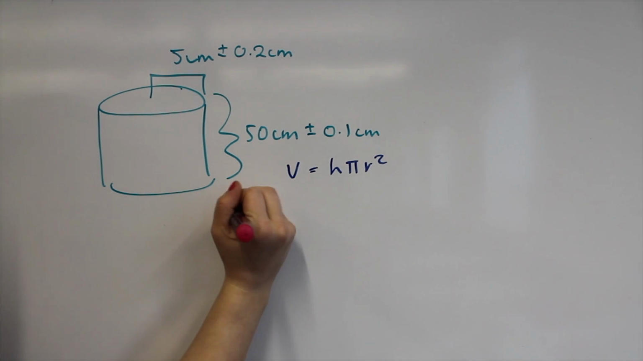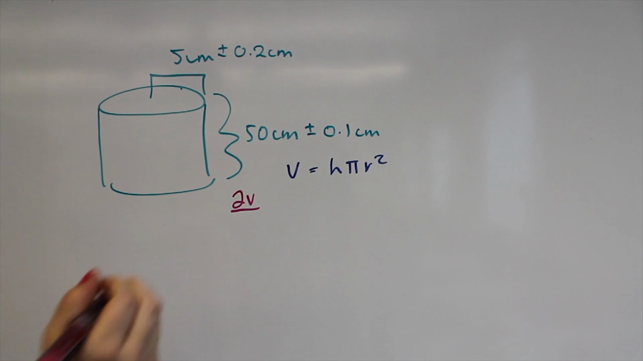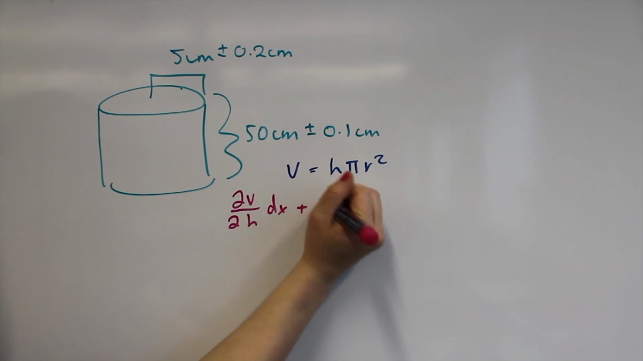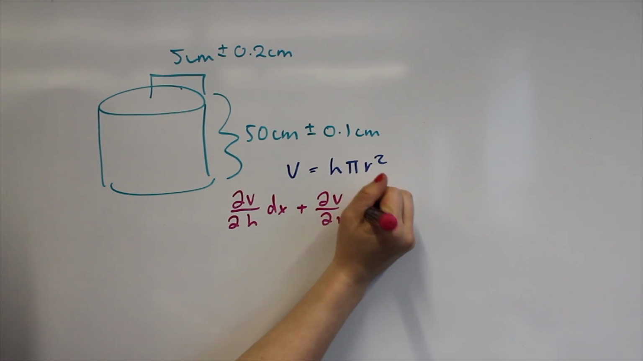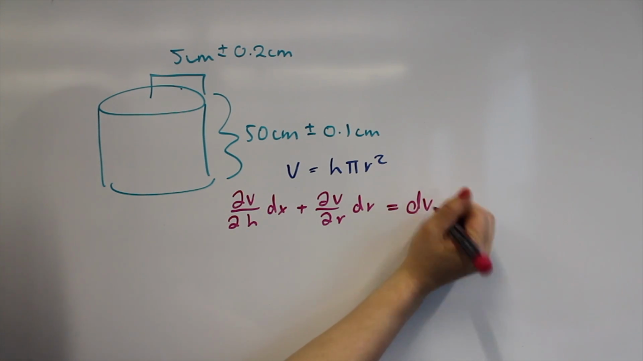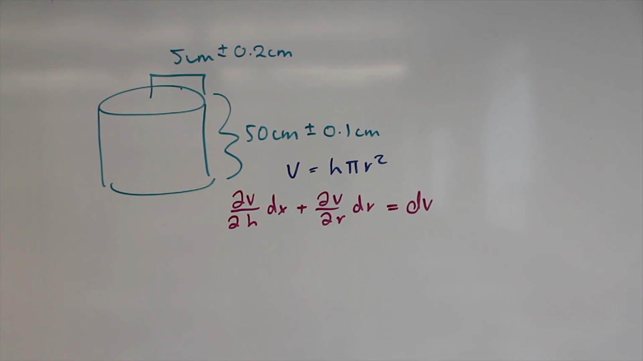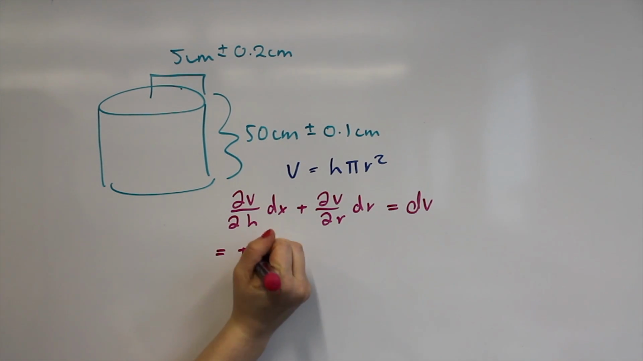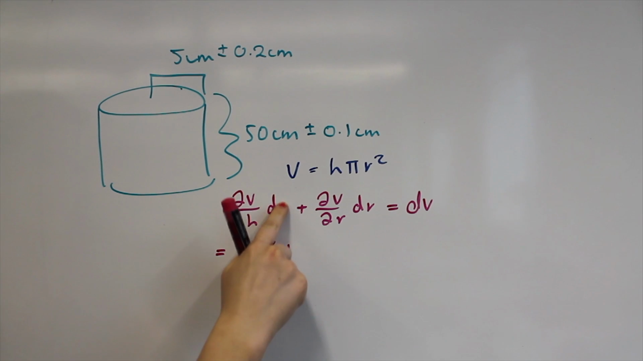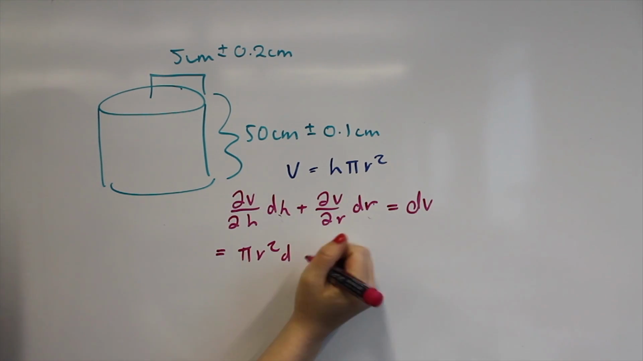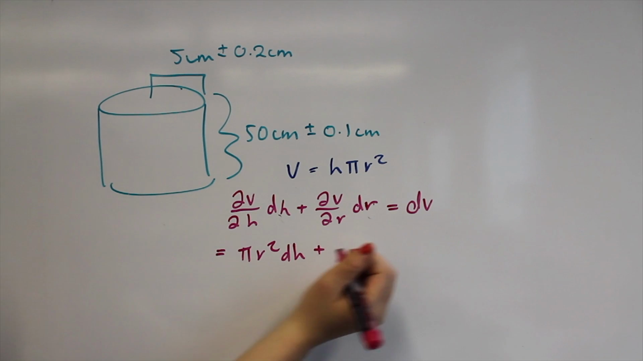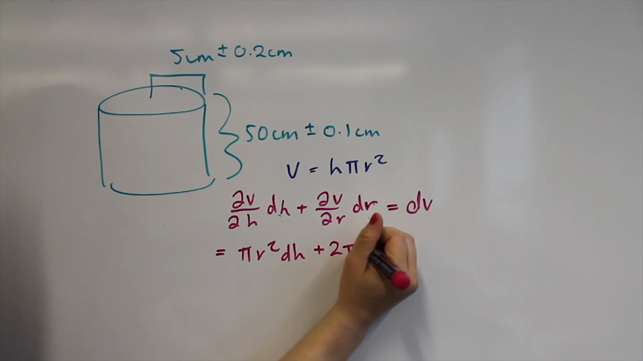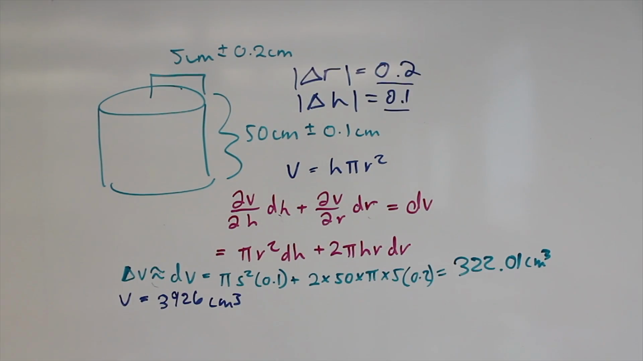We use dV as the difference in volume, and this will be our approximate error. So writing down the formula for dV, and then we insert the partial derivatives as shown. Since the absolute value of the change in radius is less than 0.2, and the absolute value of the change in height is less than 0.1, we use the largest possible error, so 0.2 and 0.1 respectively. Plugging these numbers in, we get 322.01 centimeters cubed as our dV.